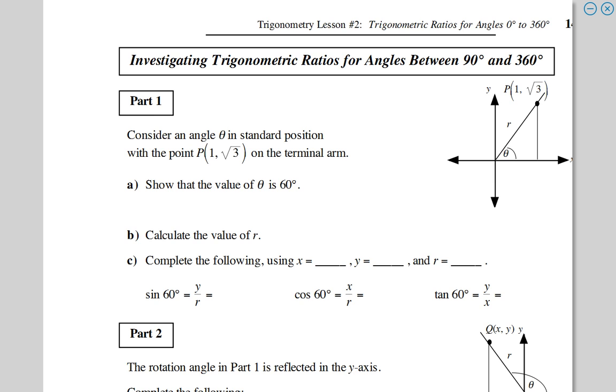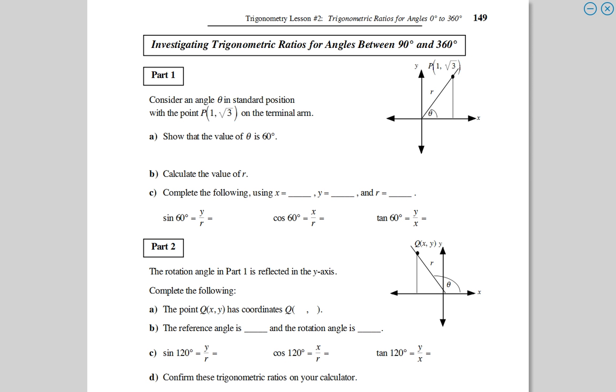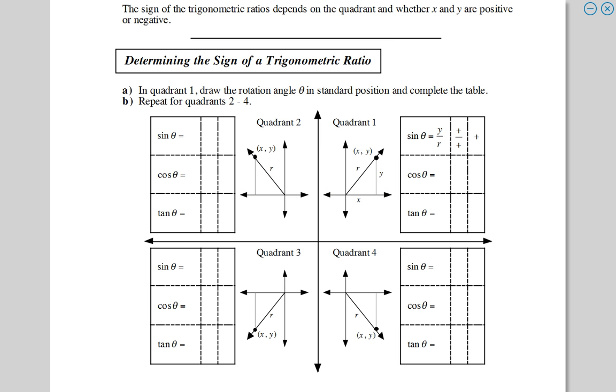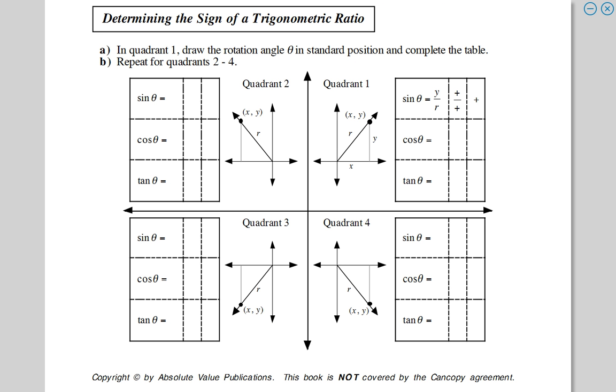Okay, so like usual, I tend to ignore these investigations and just get into it. So determining the sign of a trig ratio. So let's start in quadrant 1. This is the quadrant that we're the most familiar with, where everything's positive.